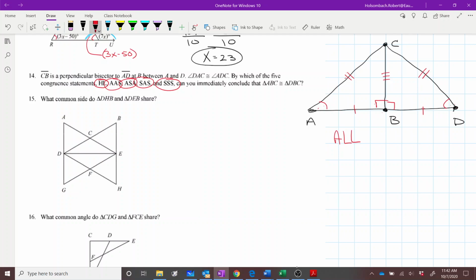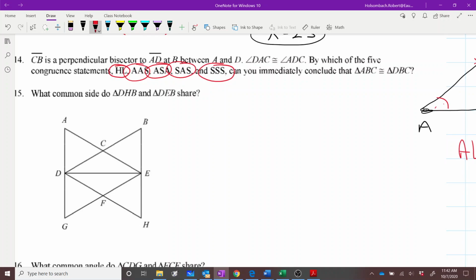Alright, which common side do triangle DHB and DEB share? If they both have DB in them, if both descriptions have a D and a B in them, the common side that they share is DB. So right here. It's easier to look at the description than it is the overlapping triangles.